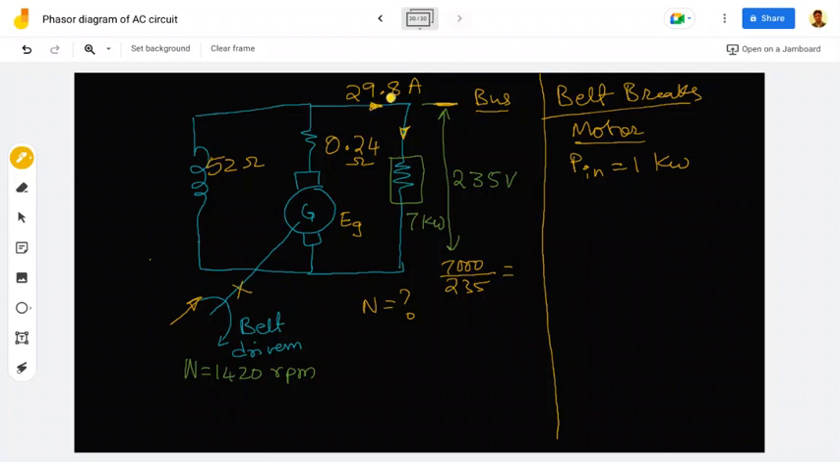Because it is a generator, it is generating. Now the field current will be, like this. The same voltage is known, so 235 volts divided by R, 52 ohms, I'll get a current of 4.52 amperes or something like this. The current direction is this way. Because it is a generator, it has to generate both the currents, so the total current will be the addition of these two: 4.52 plus 29.8, which is 34.32.